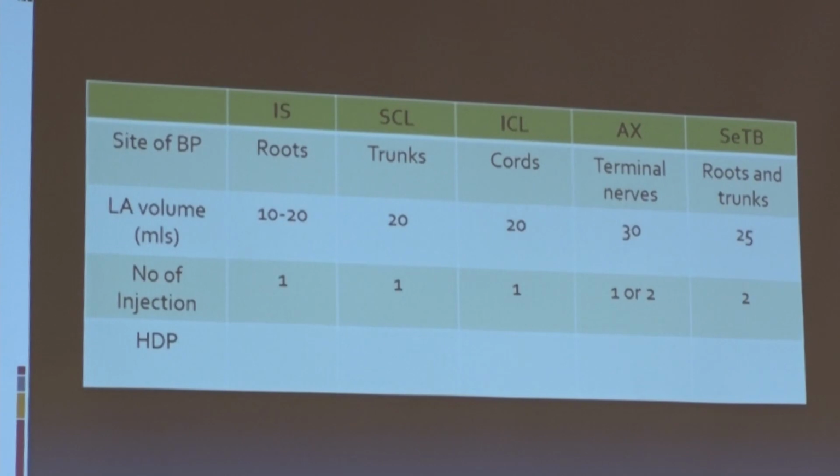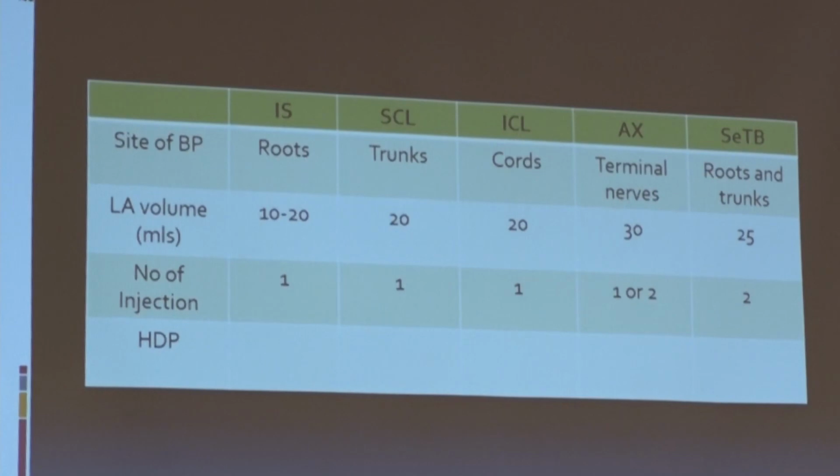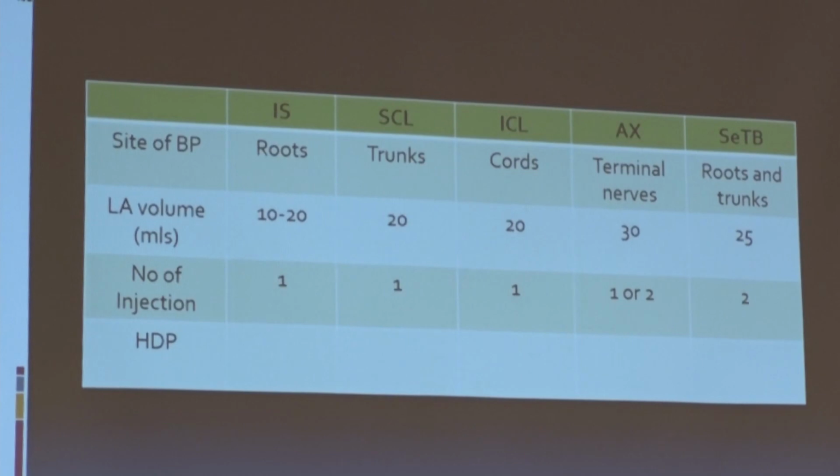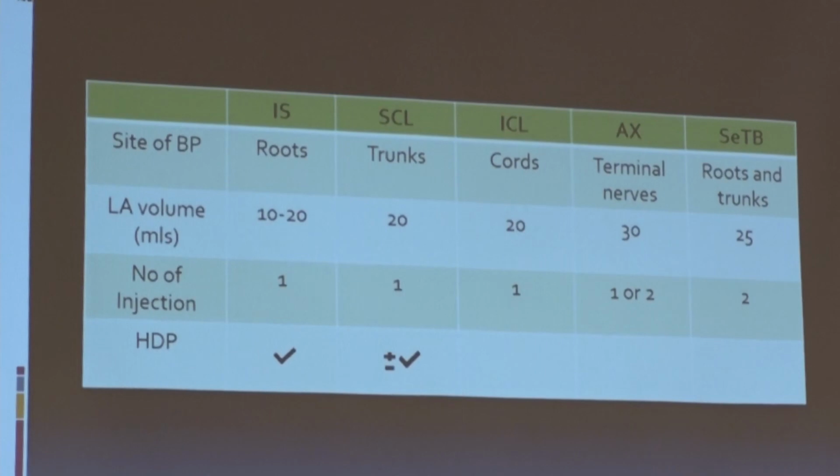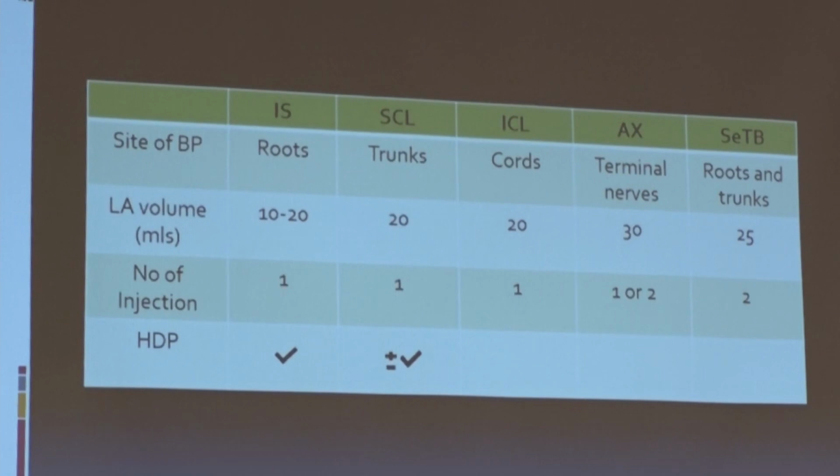For number of injections, a single injection is only needed for interscalene, supra, and infra. Sometimes we need 2 injections for axillary, depending on the location of the musculocutaneous nerve. And for SATB, we need 2 injections, the first at the interscalene level and the second at the supraclavicular fossa. What about hemidiaphragmatic paresis or phrenic nerve palsy? Interscalene will have this effect. Supraclavicular sometimes, depending on the spread of the LA, and unfortunately, for interscalene the incidence is as high as 80%.